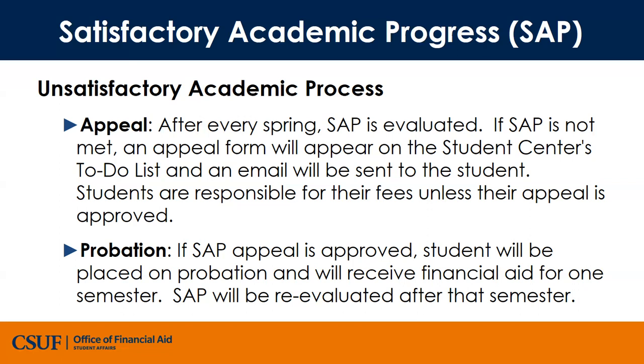Students are responsible for fees unless the appeal is approved. If a SAP appeal is approved, the student will be placed on probation and will receive financial aid for 1 semester. SAP will be reevaluated after that semester to determine if the student can continue to receive financial aid.